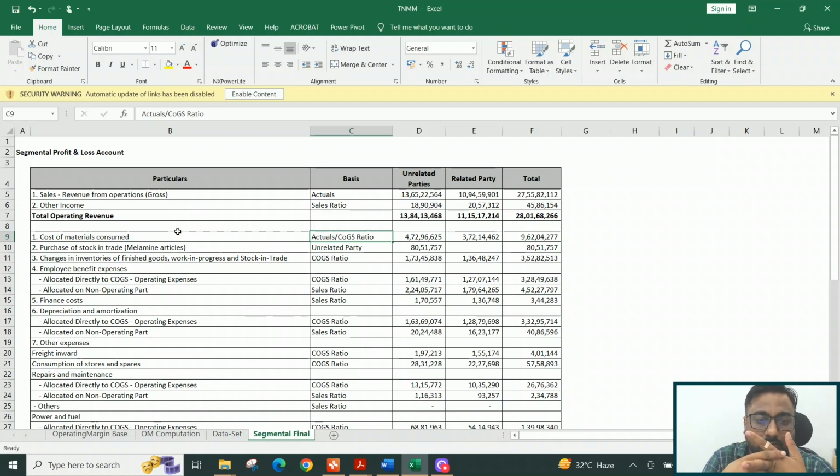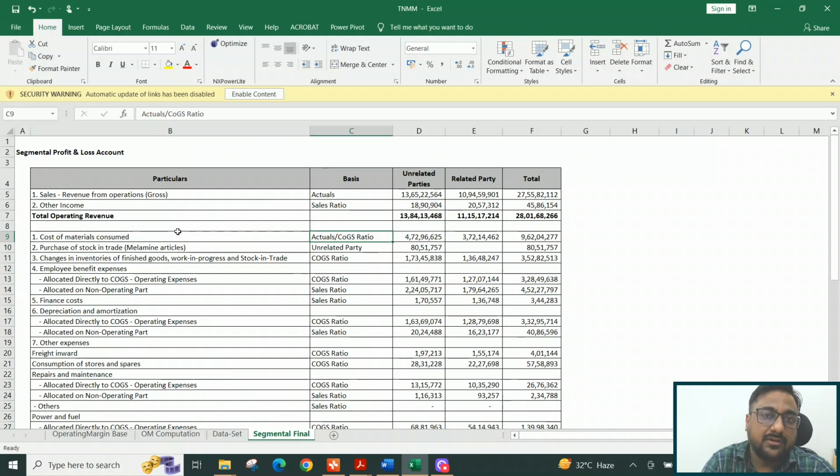I'll quickly go through each line item and what I have used. You are not required to use the same thing; this is just for reference and information purposes only. But if you think it is more feasible to choose a separate allocation basis, you may go ahead and choose that, but have the justification for why you have chosen that particular allocation basis and how you have prepared the segmental profit and loss account.